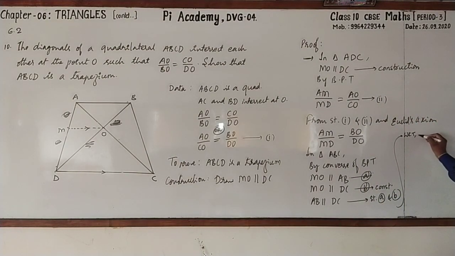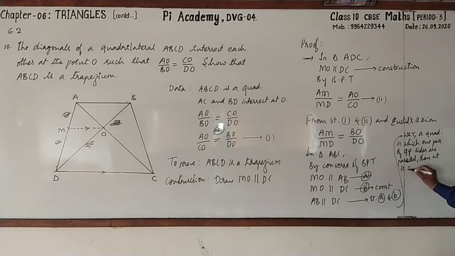Here I'll continue that. We know that a quadrilateral in which one pair of opposite sides are parallel, then it is a trapezium. Therefore, ABCD is a trapezium.